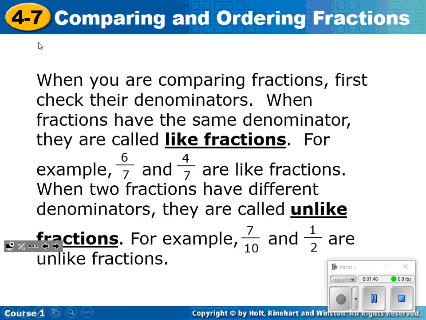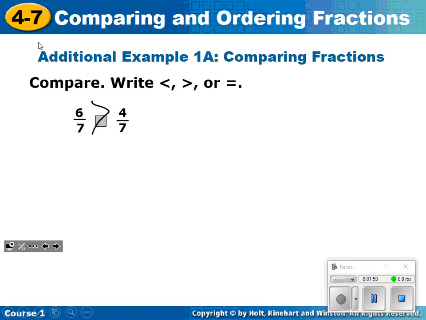So when you are comparing fractions, first check their denominators. When they have the same denominator, they're like fractions. For example, 6/7 and 4/7. They're like. When they're different, they're called unlike. So when we compare fractions, if they have the same denominator, all we need to do is compare the top numbers. And obviously 6 is larger than 4. That would be greater than.